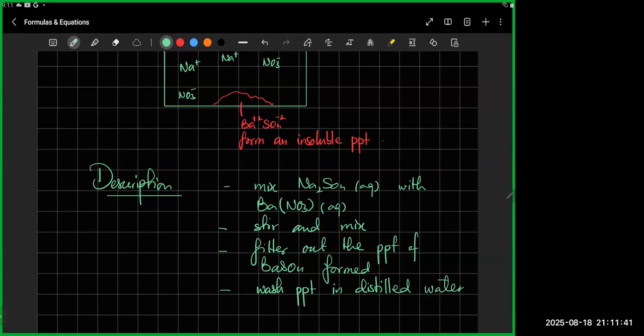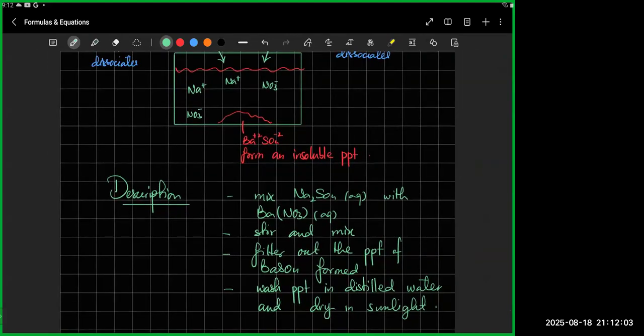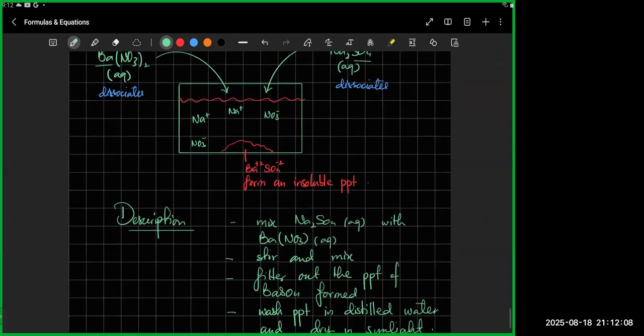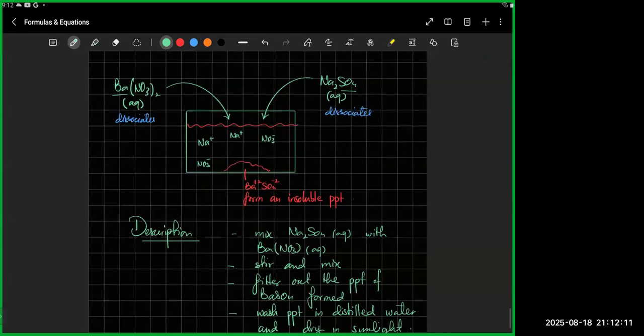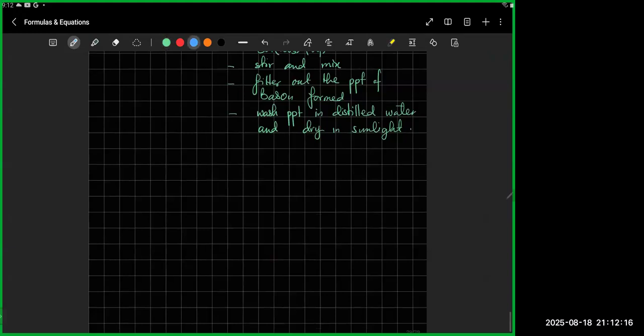You can wash the precipitate because it's an insoluble precipitate. So mix sodium sulfate with barium nitrate, stir and mix. Filter out the precipitate that's formed and wash the precipitate in distilled water and dry in sunlight. You don't need to crystallize it because it's already a solid. So I'm going to do some other questions about ionic precipitation, so let's do a few more. Remember, insoluble salts are going to be produced.